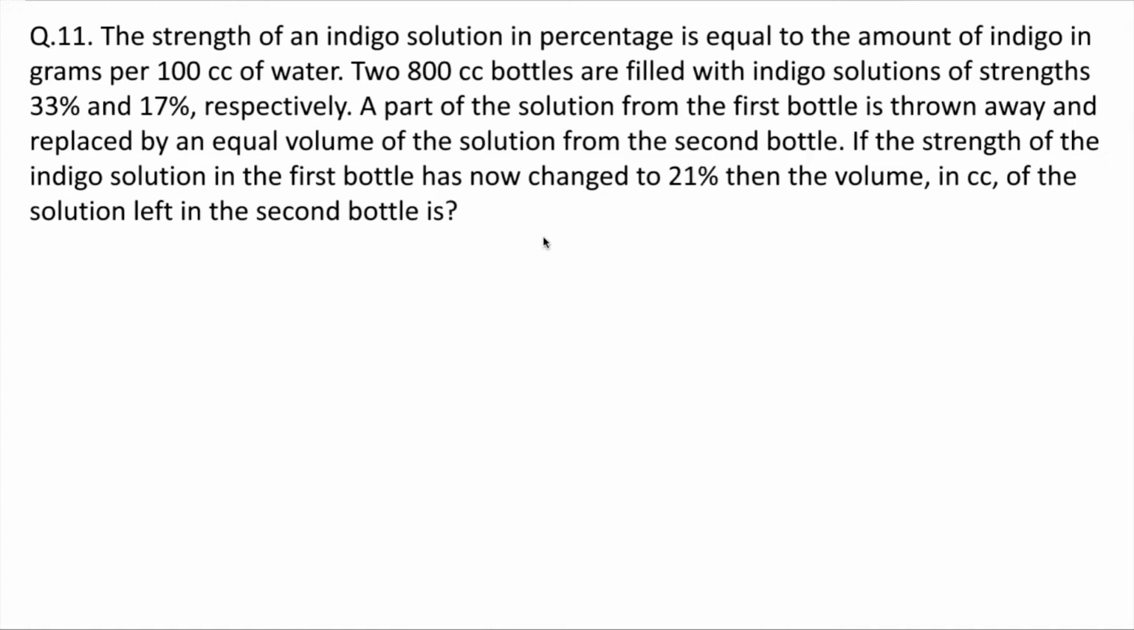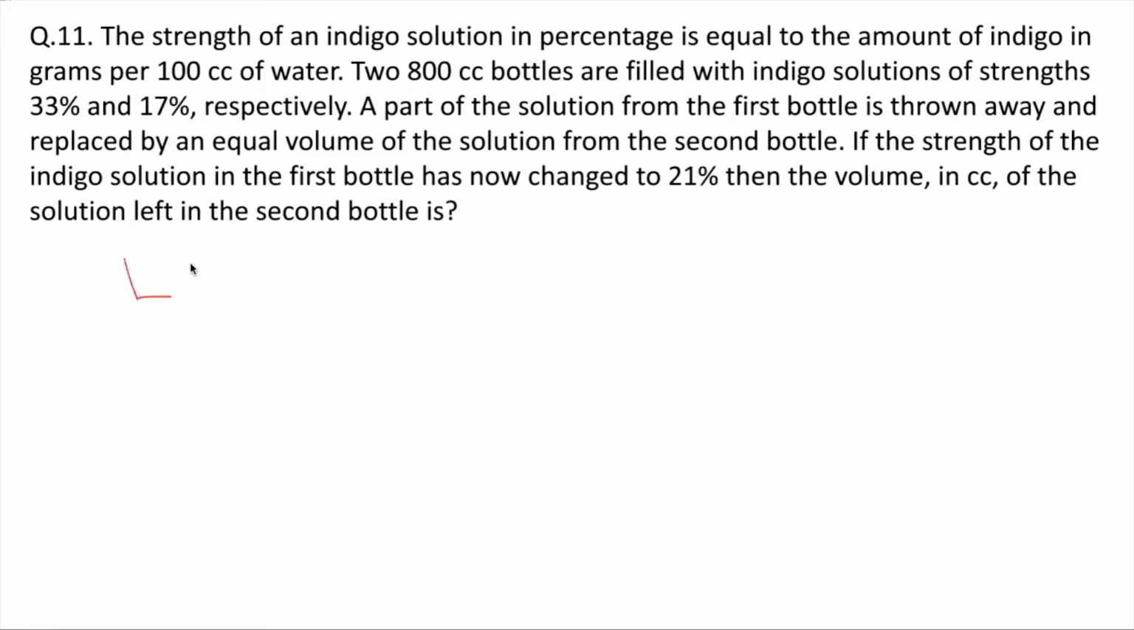All right, guys. So the strength of an indigo solution in percentage is equal to the amount of indigo in grams per 100 cc of water. Two 800 cc bottles are filled with indigo solutions of strength 33% and 17% respectively. A part of the solution from the first bottle is thrown away and replaced by an equal volume of the solution from the second bottle. If the strength of the indigo solution in the first bottle has now changed to 21%, then the volume in cc of the solution left in the second bottle is.